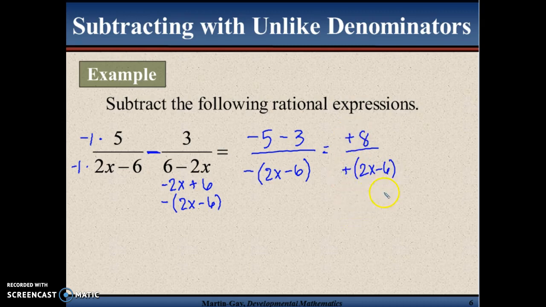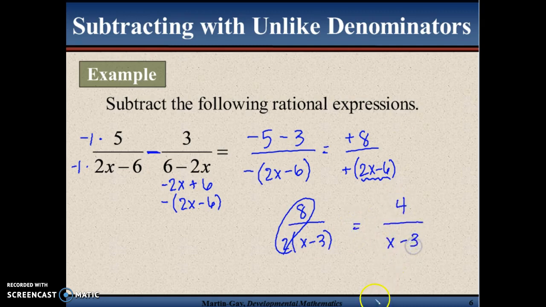But I have to look to see if I can keep going. This 2x minus 6 has a common factor. So that means I have 8 on top, and I take out that 2, and I get x minus 3. Well, 8 divided by 2 is 4. So my final answer is 4 over x minus 3.